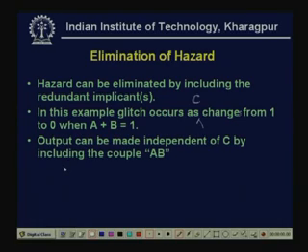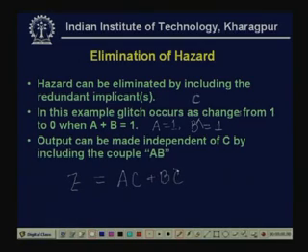So, instead we can tell that A equal to 1, B equal to 1, and then if C changes, a glitch occurs, or the hazard comes. Now, see that our example is that Z equal to AC plus BC bar. Now, this is nothing but a multiplexer type of example.